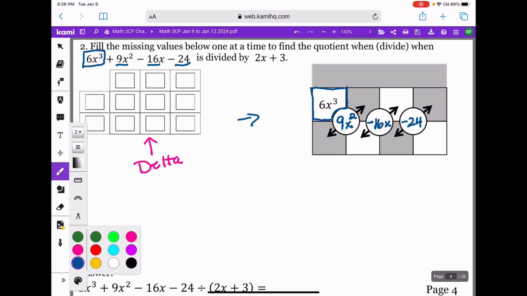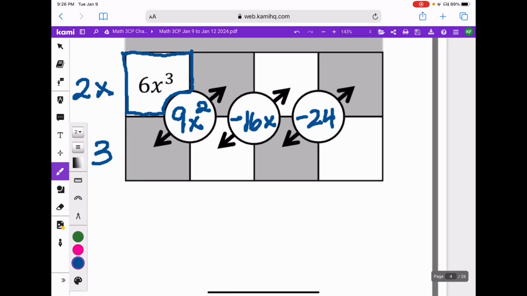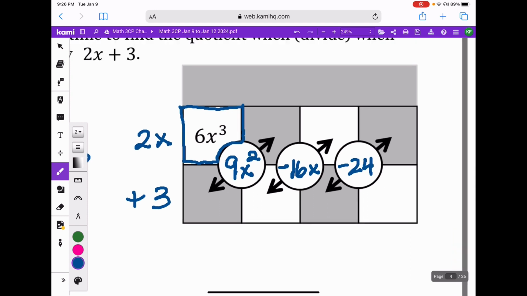Okay, it looks like we are ready. I'm just going to write the divisor out here. And we're looking for the quotient, which is the top. So it's the quotient. Okay, so we're going to divide by 2x. So if we divide by 2x, 6 divided by 2 is 3. And then x cubed minus 1, because that's how powers work, is x squared.